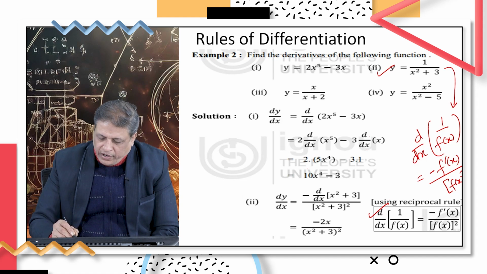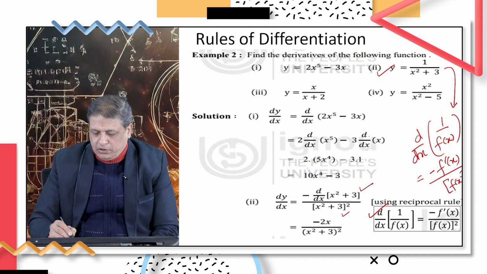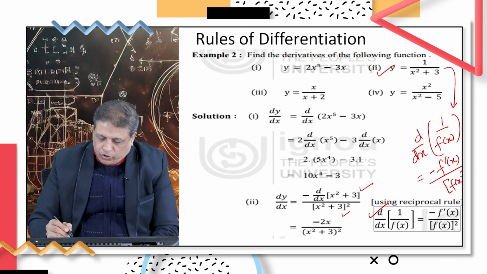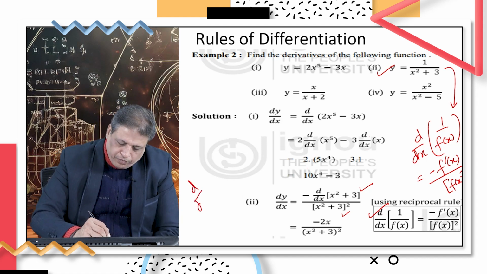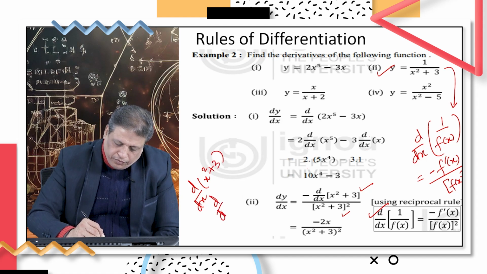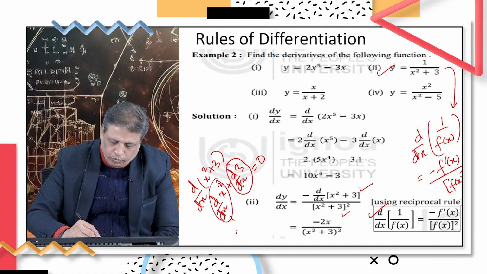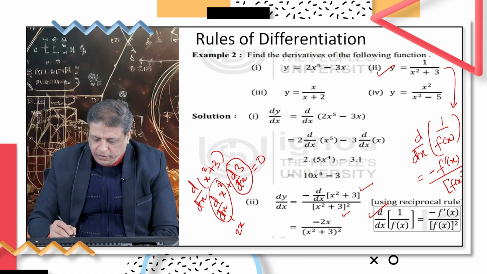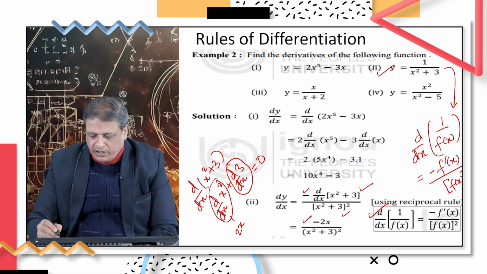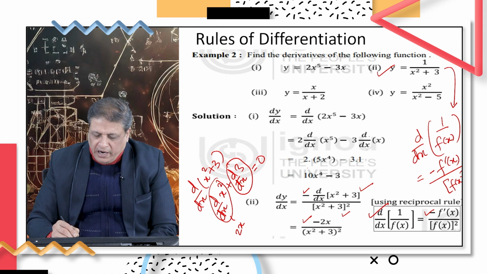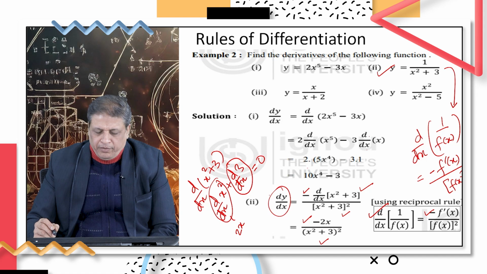So d/dx of x square plus 3 upon x square plus 3 whole square will be there. What will be d/dx of x square plus 3? It is d/dx of x square plus d/dx of 3. Now d/dx of a constant is 0, and by applying the power rule, d/dx of x square turns out to be 2x only. So this will be minus 2x, because the minus sign is there in this formula. So minus 2x upon x square plus 3 whole square will be the answer for dy by dx.